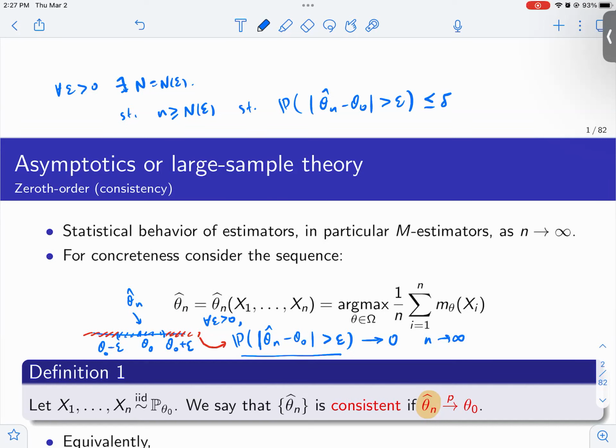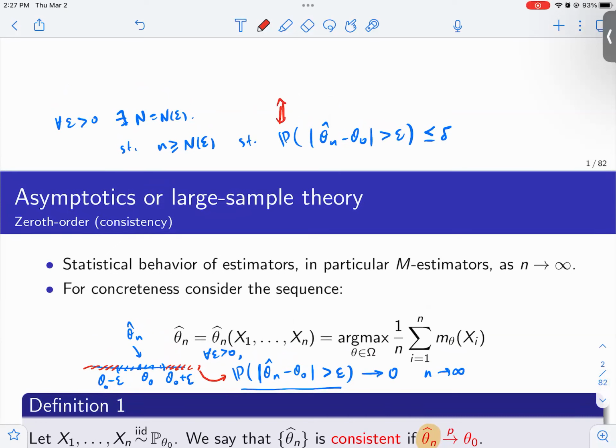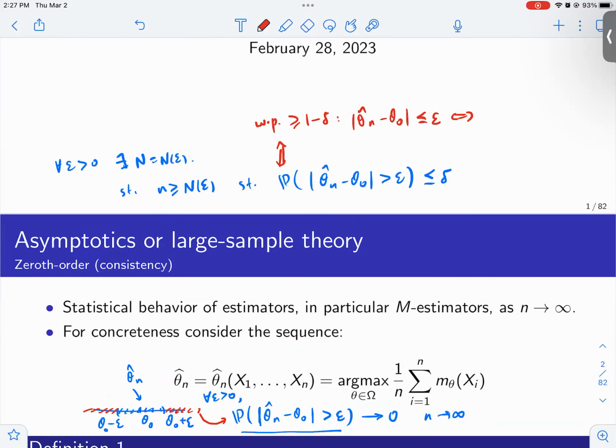So that is the meaning of epsilon and delta. The epsilon is part of it, and n has to be big enough such that this is less than delta. That's the meaning of this going to 0. This is a deterministic statement, and this is equivalent, if you complement it, to with probability bigger than 1 minus delta, theta hat n minus theta naught is less than or equal to epsilon. Which in turn is equivalent to with probability bigger than 1 minus delta, theta hat n is in this interval.